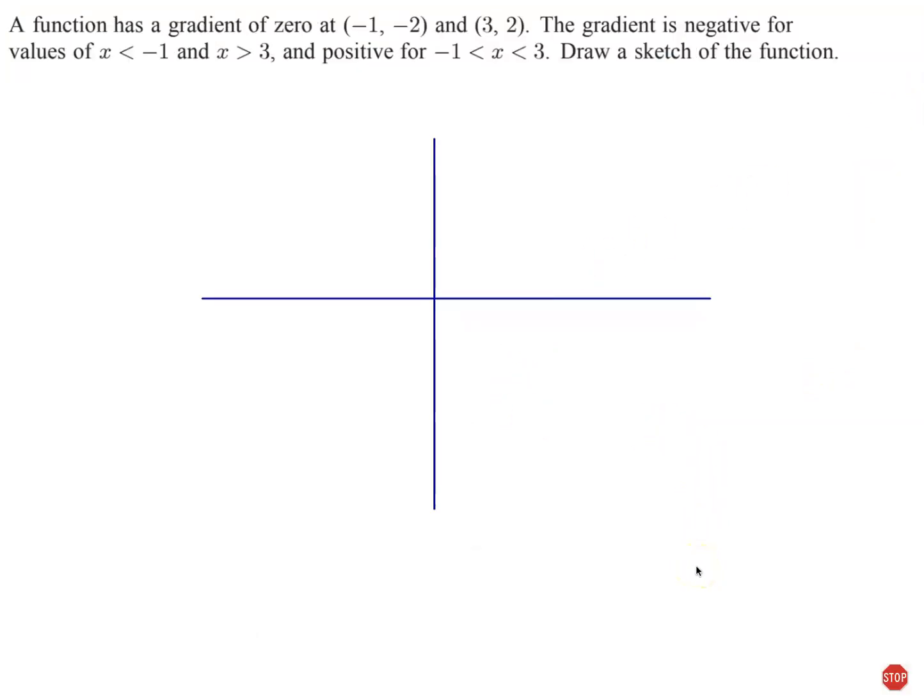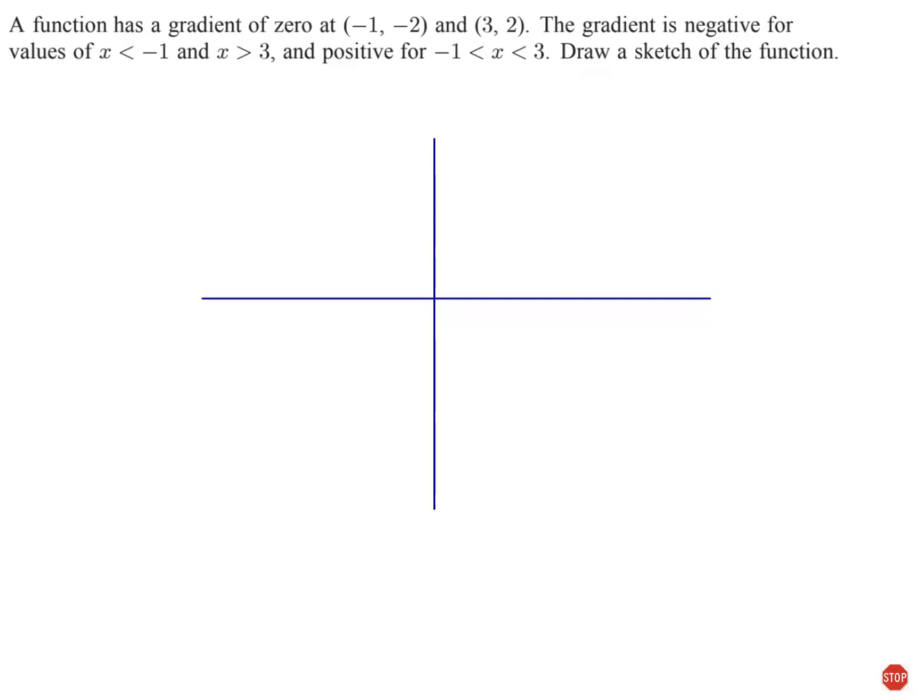Okay, a function has a gradient of 0 at (-1, -2) and (3, 2). The gradient is negative for values of x smaller than negative 1 and bigger than 3, and positive between negative 1 and 3. Draw a sketch of the function. So stop the video and have a go at this, and then once you've got your answer, restart the video, please.